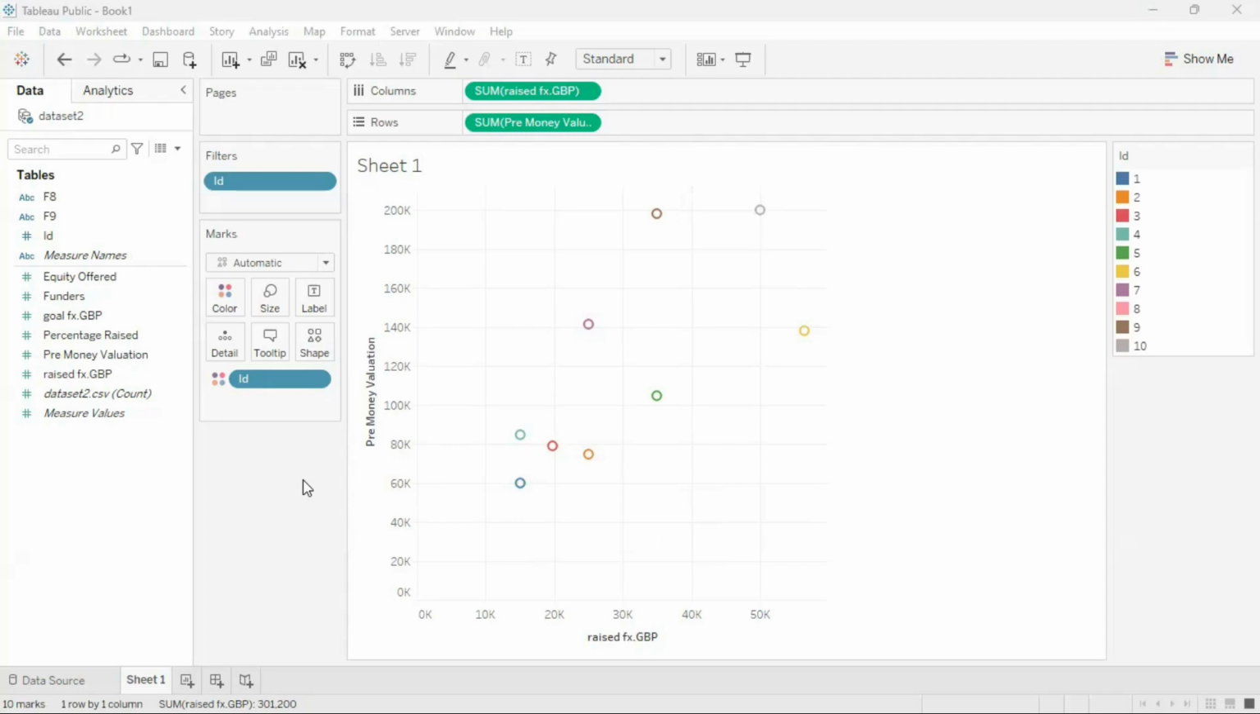And so there you have it. That is an insight into the correlation between the pre-money valuation and how much money was raised in pounds for different startups.